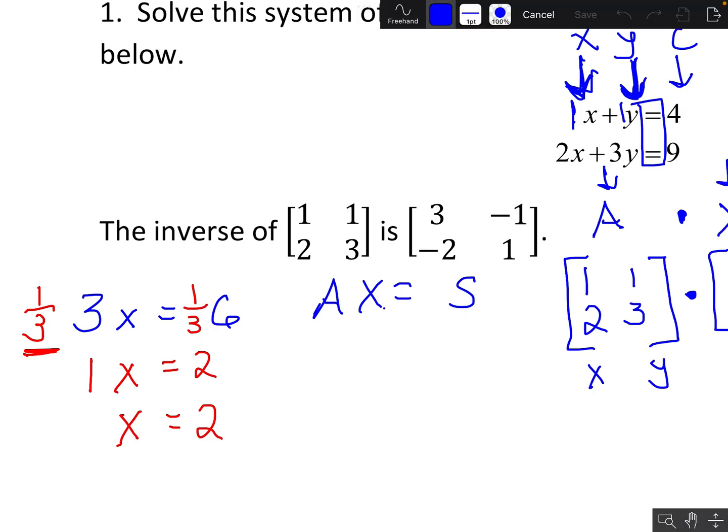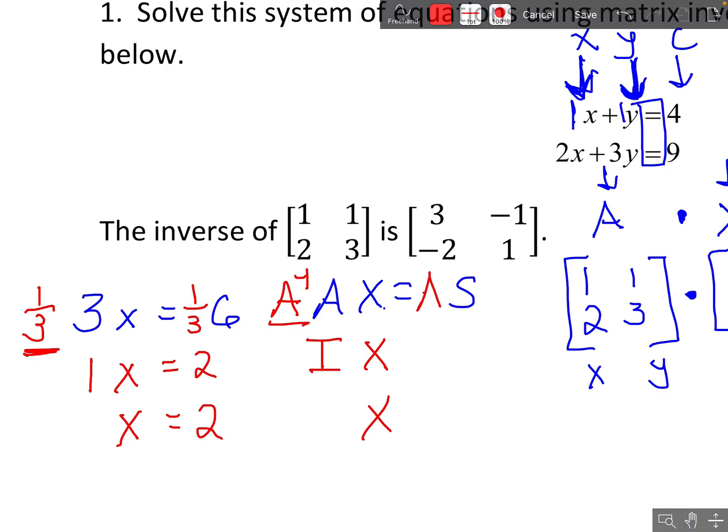If I want to solve this equation for X, I need to get rid of that A. Now we know these are matrices, so I'm going to multiply A times its inverse, because I know A to the negative 1 times A gives me the identity matrix. And the identity matrix times any matrix gives me itself. Likewise, whatever I do to one side, I have to do to the other side. See, it's the exact same thing you remember from algebra, okay?